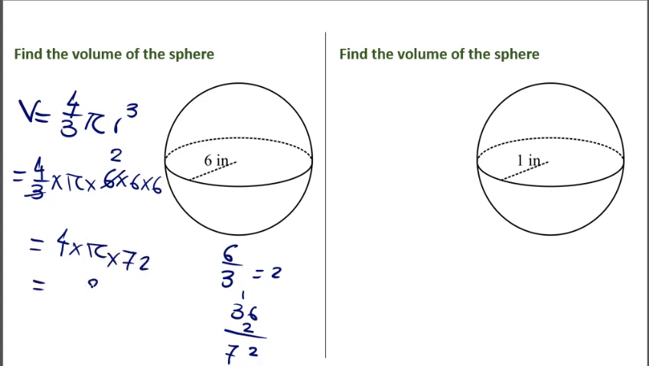2 times 4 is 8. 7 times 4 is 28. So we have 288 pi inch cube. Okay? Another one.